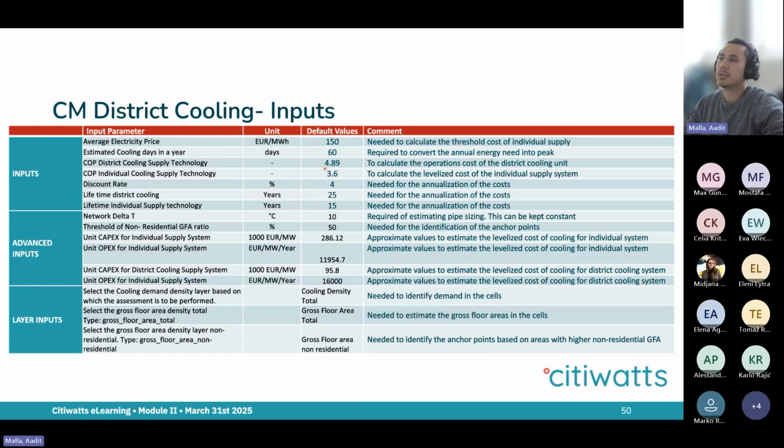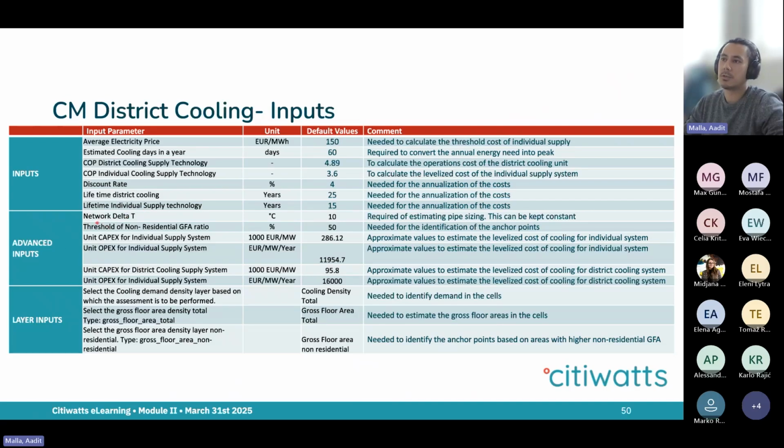It could make district cooling more feasible rather than individual systems. So that's what the model calculates. And we have some economic parameters, including the discount rate, the lifetime of the district cooling unit and the individual units, and a bit more on the advanced set of parameters.